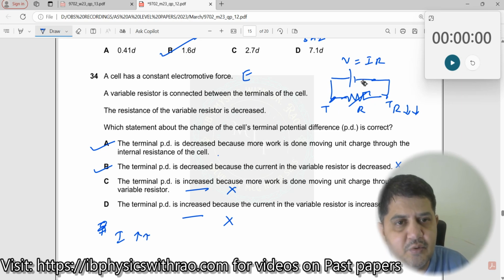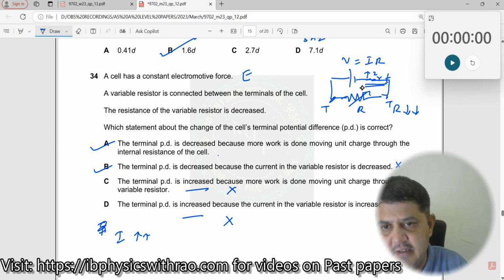I squared into R into T, I squared into R into T would be larger. You need to do more work in order to move unit charge through the internal resistance of the battery. So as a result of it, in both ways, logically and as well as by eliminating the options, I feel that A is the right answer.